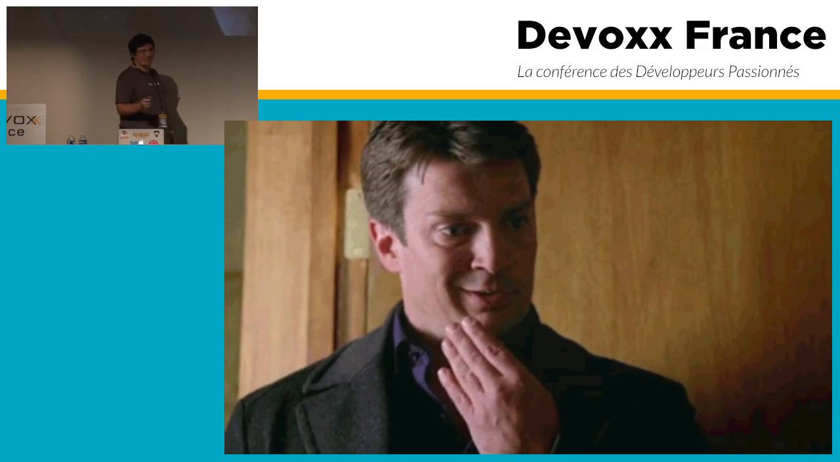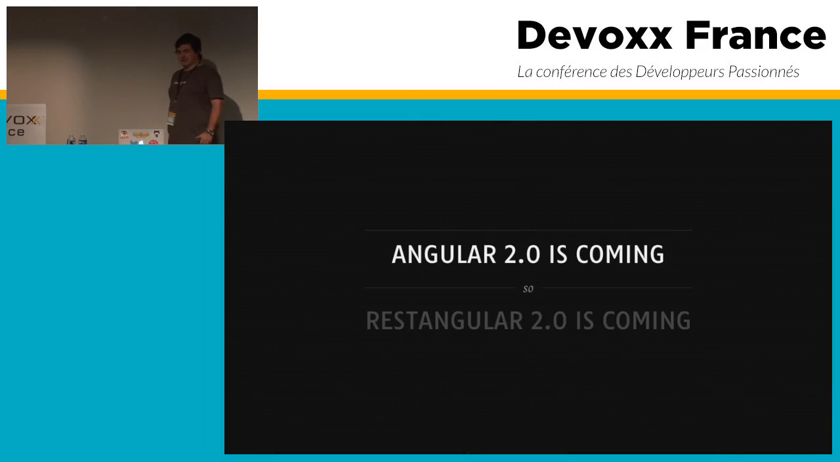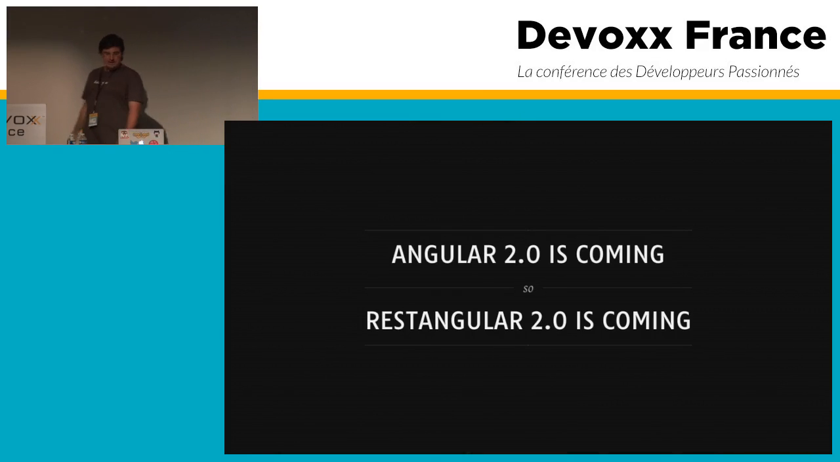So now, going back to this slide, as a spoiler alert, AngularJS 2.0 is coming very soon. So Restangular 2.0 is coming very soon. Angular 2.0 will start using ECMAScript 6 plus, as they call it. It will use a lot of things from ECMAScript 6, particularly, for example, classes.